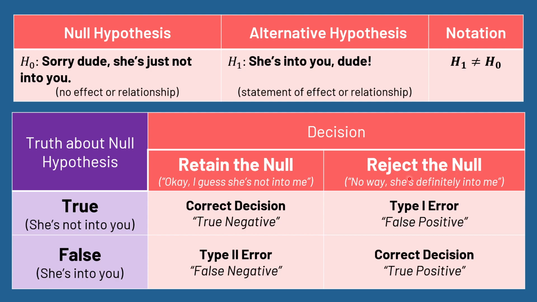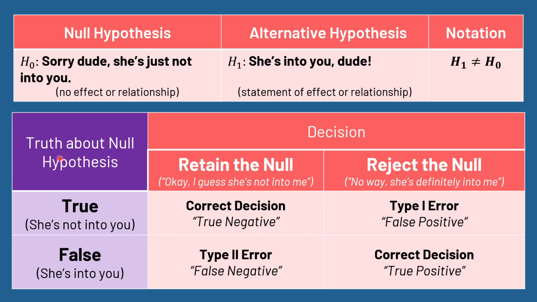Say, no way, she's definitely into me. I'm going to ask her if she wants to hang out. Maybe I can tell her how I feel, ask if she wants to go out on a date, whatever it may be. Just communicate my feelings there. So that's another outcome. Retain the null, reject the null. She's not into me, she is into me. And I am a human being, so I can be right or I can be wrong.